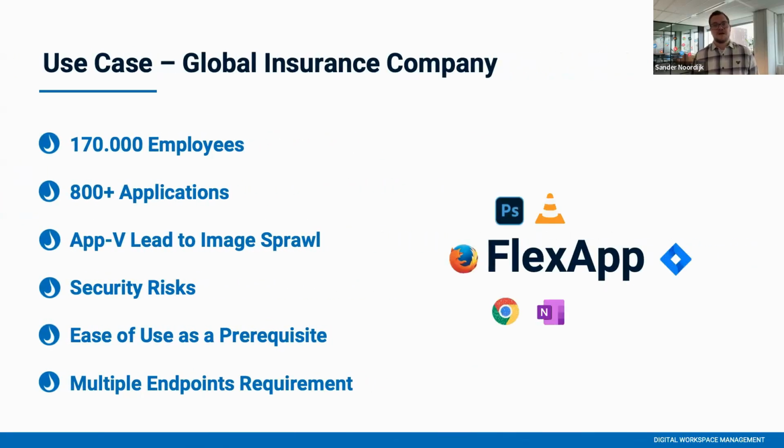Let's look at an example. So we've been working for a while with a global insurance company who had a large VDI estate with over 800 applications. And those applications were predominantly managed through AppV. However, they found that many applications, especially the highly specialized ones, could not be packaged that way. So every application that could not be turned into an AppV package got its own additional image. And as you can imagine, as the amount of images grew, so did the burden to maintain those images. And it also caused a lot of risk because they were not able to update those applications as frequently because it became quite a monster.